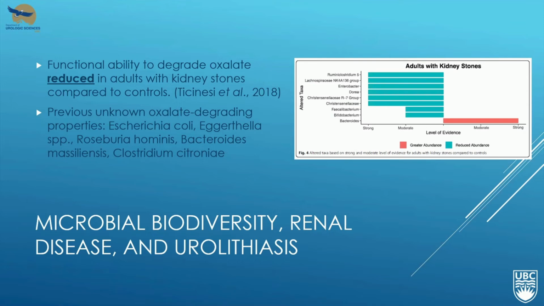Additionally, mentioned in the systematic review, there was a handful of species identified which had the ability to degrade oxalate and were not previously described, and those would be E. coli, Eggerthella, Roseburia, Bacteroides, and Clostridium citroniae. This indicates that there's likely a community of bacteria that are responsible for oxalate degradation, and further suggests that Oxalobacter shouldn't be our one-stop shop anymore for research associated with oxalate degradation.